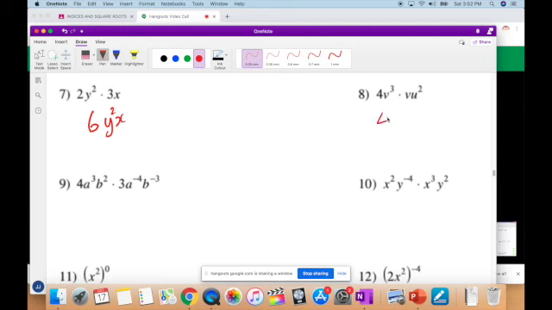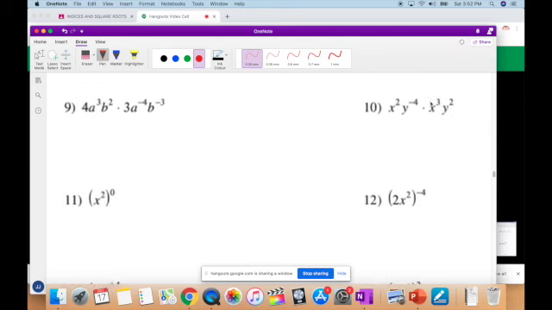The 4 is not multiplied by any other number. You have v cubed, v to the power of 1, that is v to the power of 4 u squared, okay? Yes, sir. Alright, I have here 4 3s are 12.